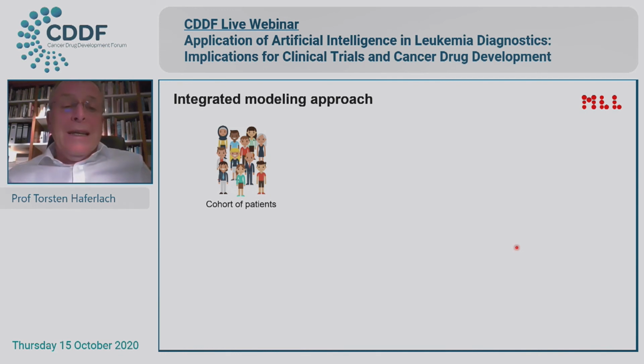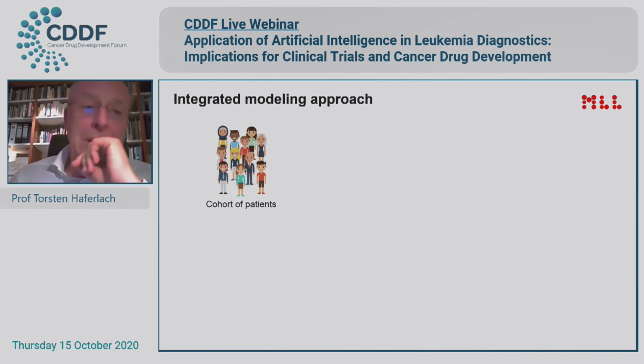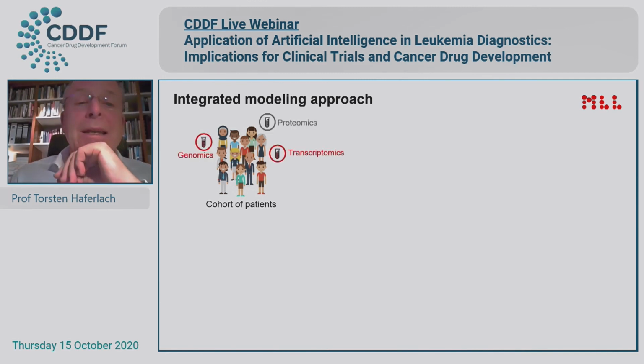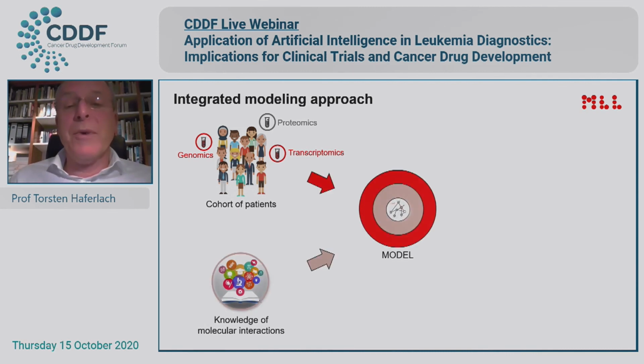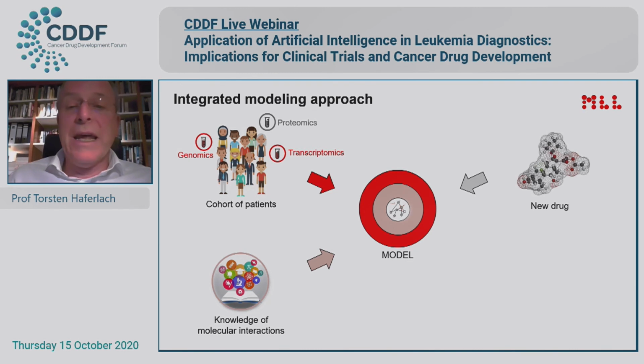So we think in the future, there will be a lot of things that we can do in a virtual approach. And we use the information of a normal cohort or of a cohort with malignant diseases. We use the genomics and the transcriptomic information, or even the proteomics. I think this is a little bit far behind, but it may be of interest for sure. We use all this omics data, and then we use in parallel databases from any kind of molecular interactions.